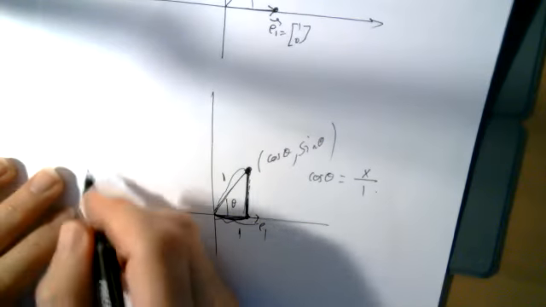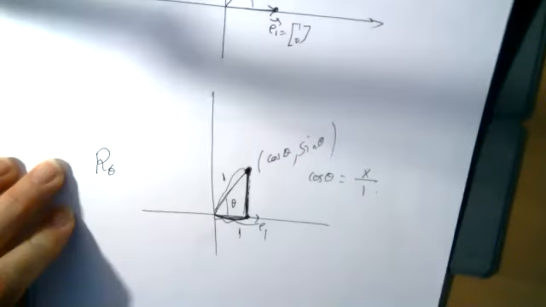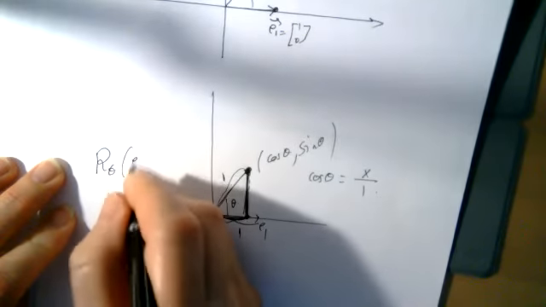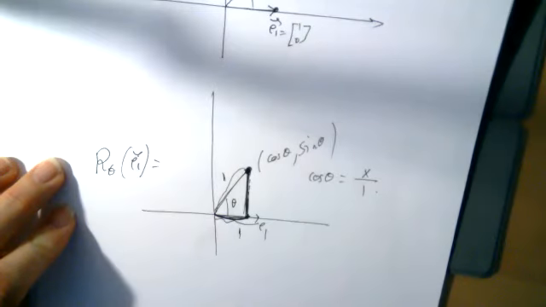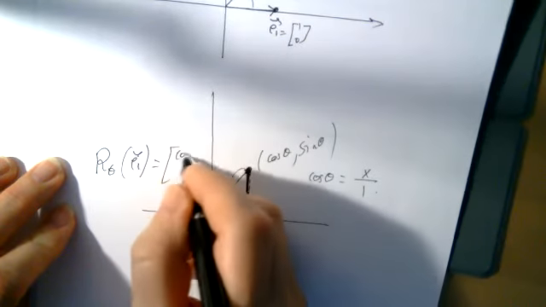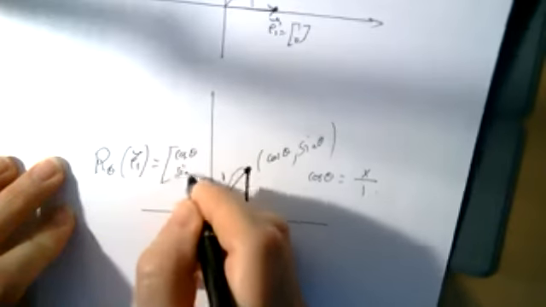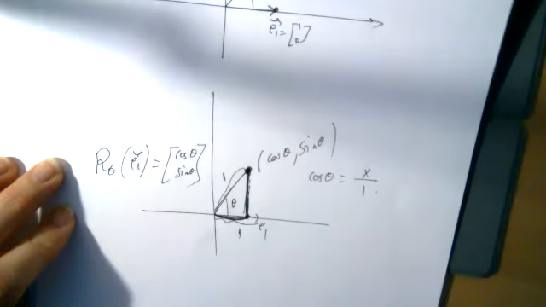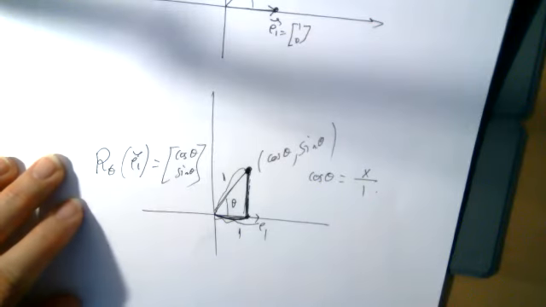So if you take E1, you rotate it, you end up with cosine theta, sine theta. That's E1. Now what about E2?